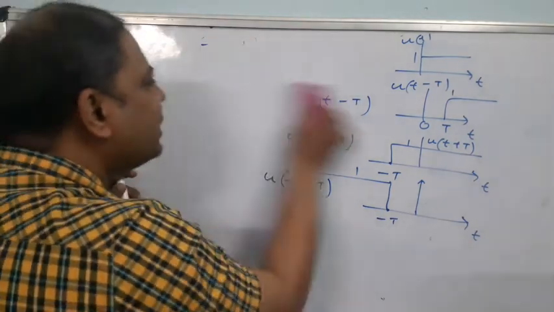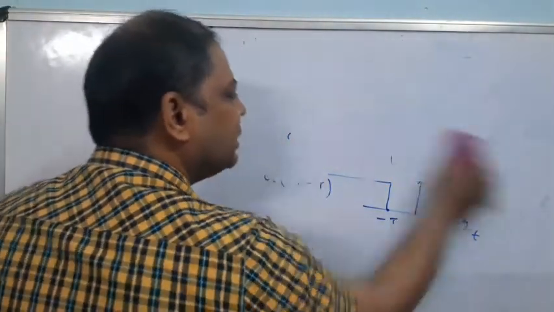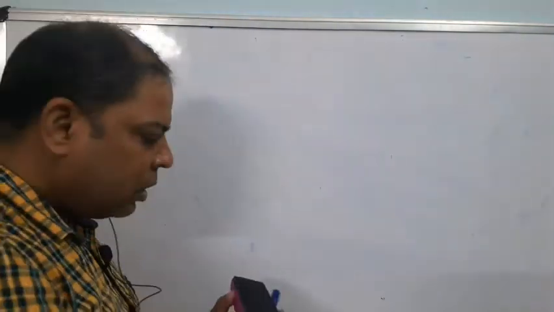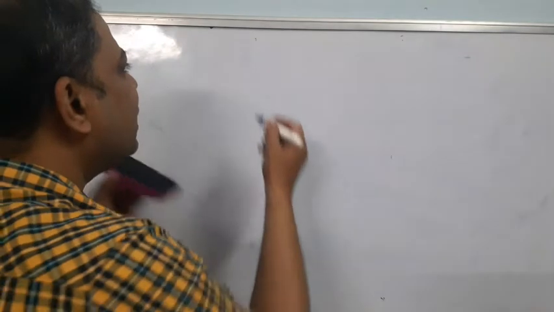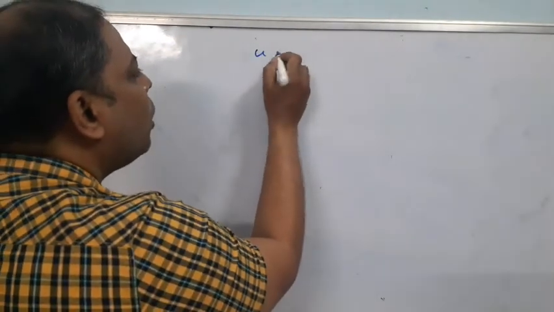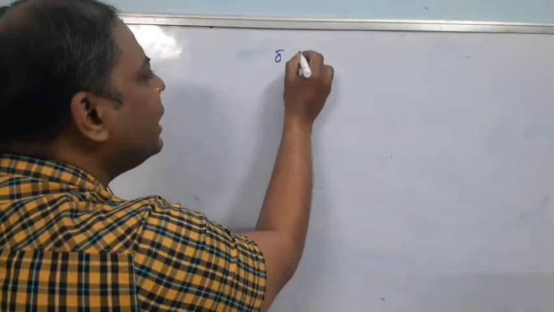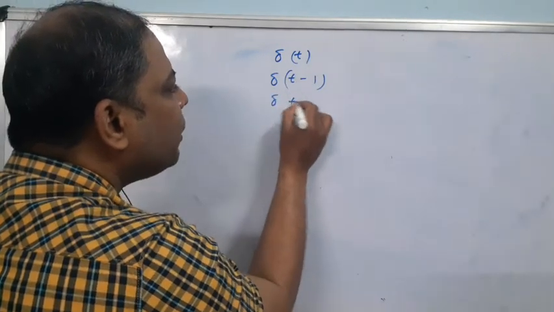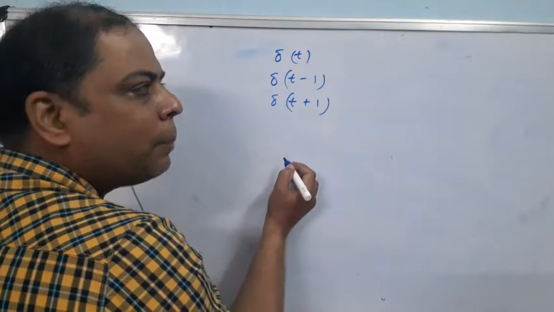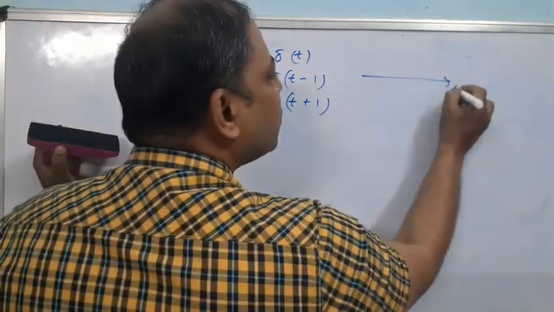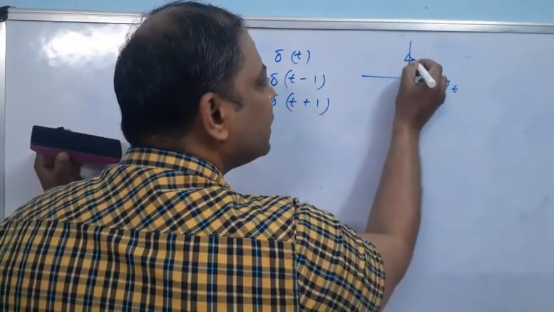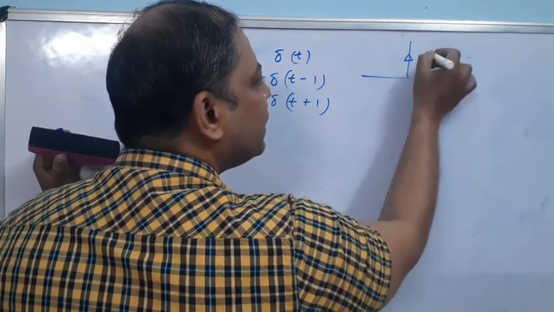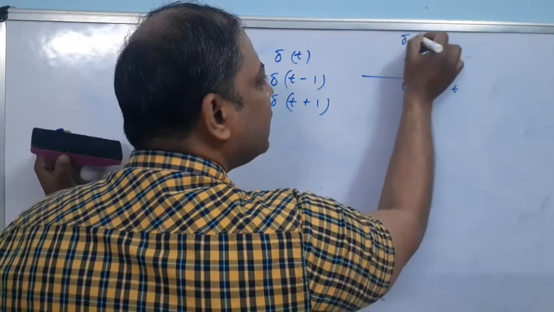Now let us apply this concept in some different signals. Okay, understood? Let us discuss the simple case: delta(t minus 1), delta(t plus 1). See, this is your time axis, this is your delta(t). This signal is known as delta(t), whose area is 1, at the origin.